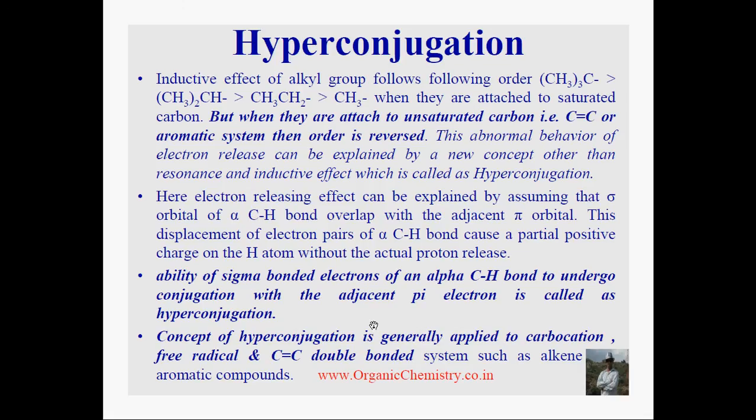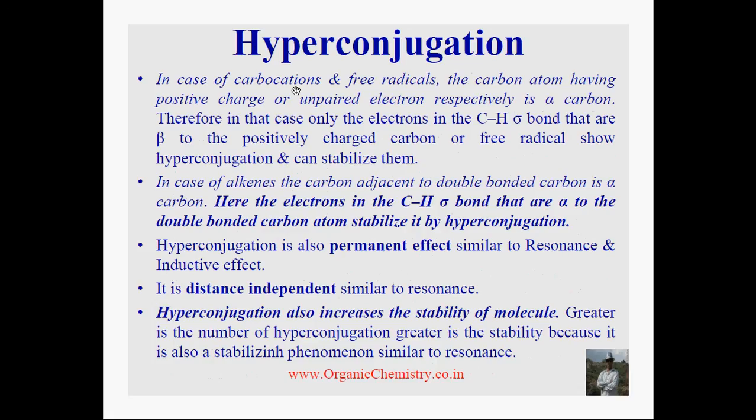The concept of hyperconjugation is generally applied to carbocation, free radical, and carbon-carbon double bond, be it of alkene or aromatic compounds. In the case of carbocation and free radical, the carbon atom having positive charge or unpaired electron, respectively, is the alpha carbon. Therefore, in that case, only the electrons in the carbon-hydrogen sigma bonds that are beta to the positively charged carbon or free radical show hyperconjugation and can stabilize them. In the case of alkene, the carbon adjacent to the double bond carbon is alpha. Here, the electrons in the carbon-hydrogen bonds that are alpha to the double bonded carbon atom stabilize it by hyperconjugation.